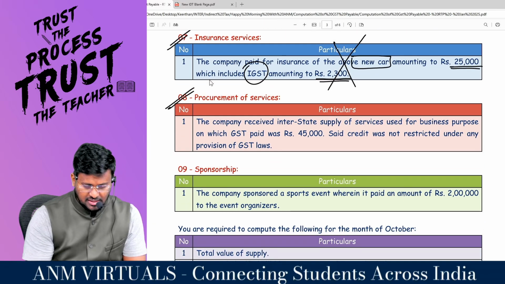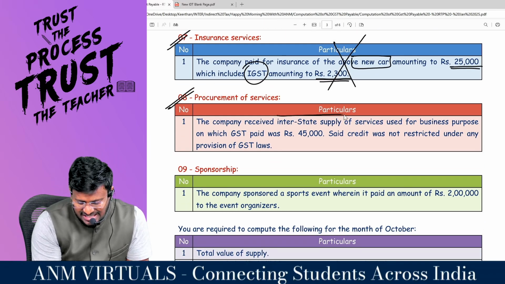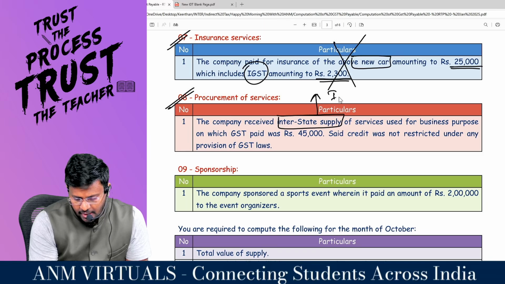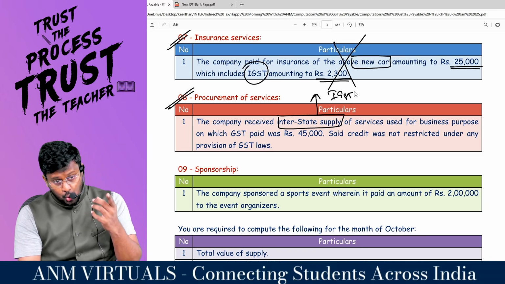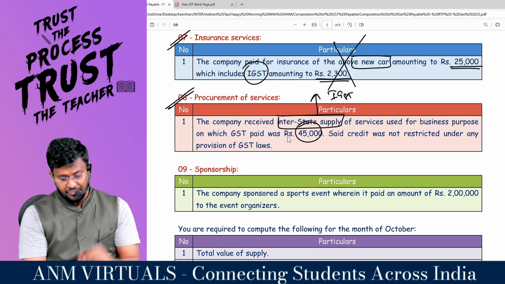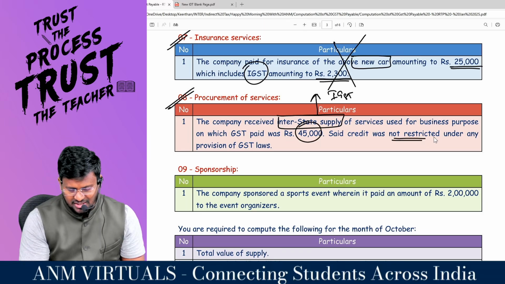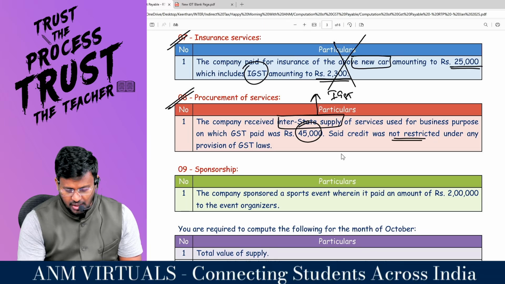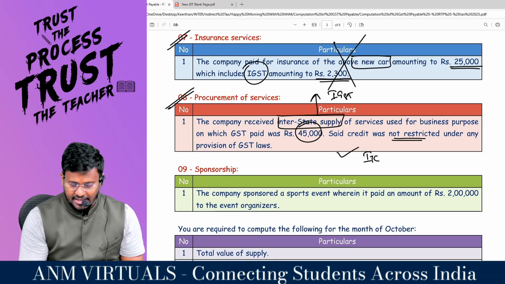Procurement of services. The company received an interstate supply. Received, that means they would have paid IGST. Used for business purpose, of which GST paid was 45,000. Such credit was not restricted under any provision of the GST law. So this can be taken as ITC.